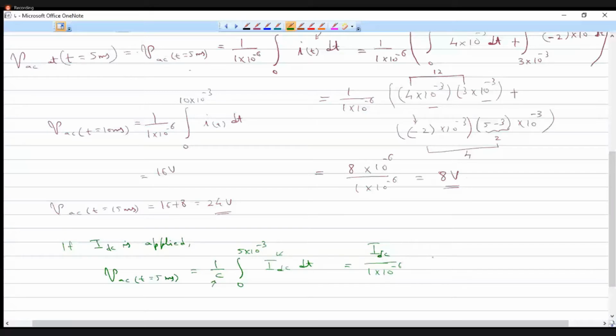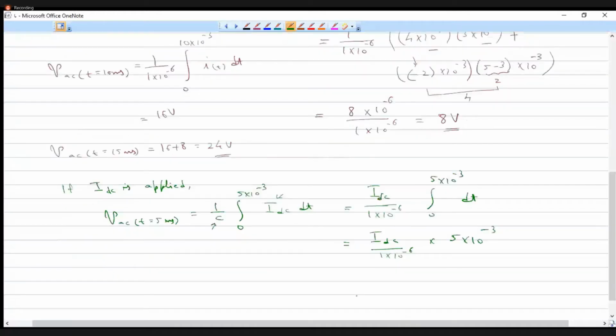Within the integral, I have integral dt within the limits 0 to 5 into 10 power minus 3. So what result will it yield? 1 into 10 power minus 6, and integral dt is t within the limits 0 to 5 millisecond, so it will be into 5 into 10 power minus 3. So that will be equal to 5 into 10 power 3 times IDC.